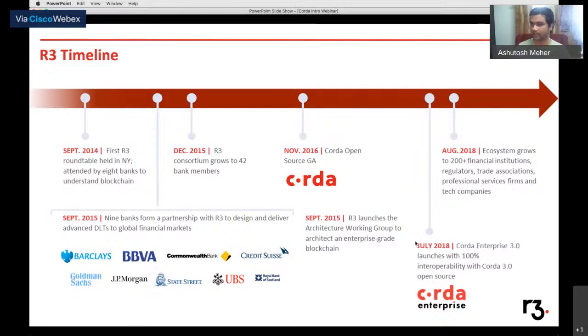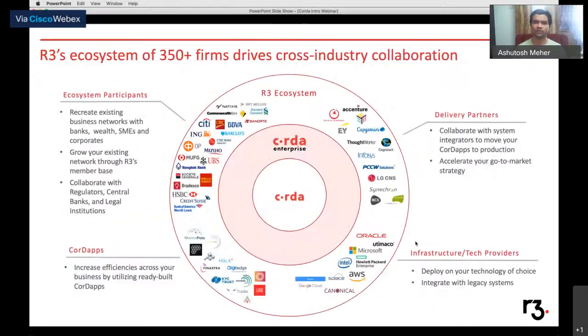That's pretty much it, like I said, I won't take too much of your time with history lessons, so let's move on. Let's look at how R3's partner ecosystem is structured before we dive into the technical things. We broadly categorize all these 350 different cross-industry collaborations into 4 different categories.